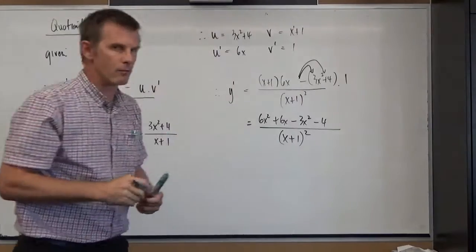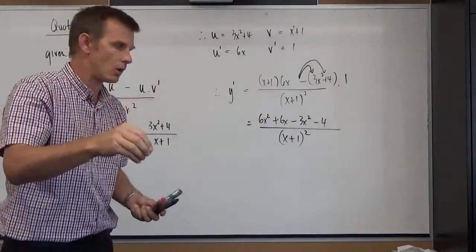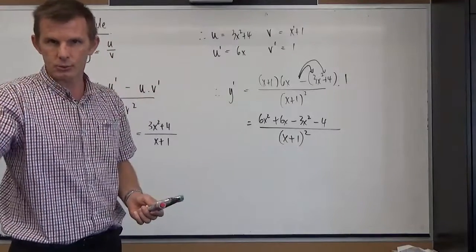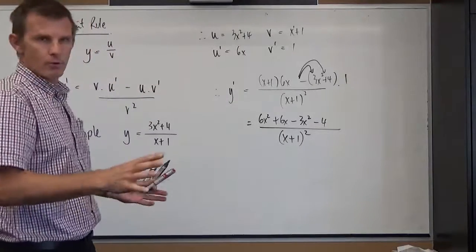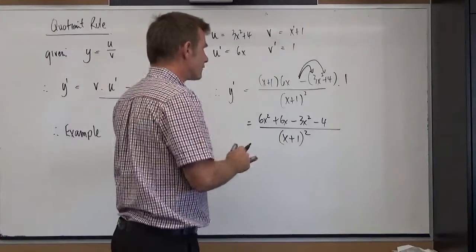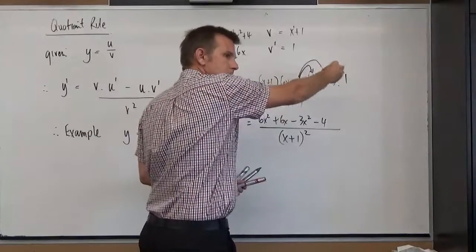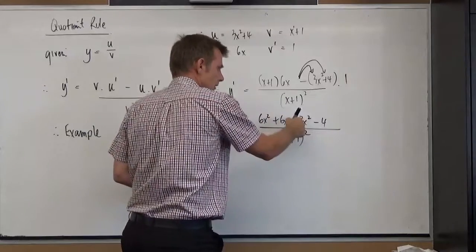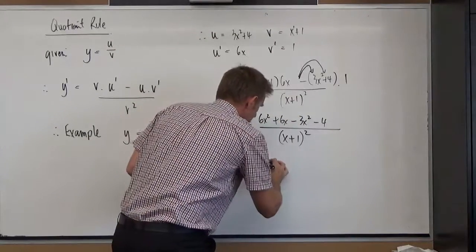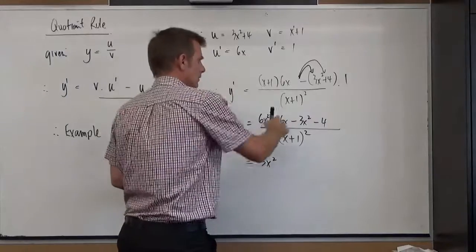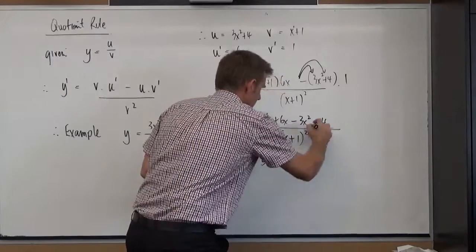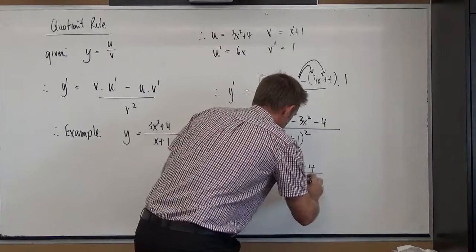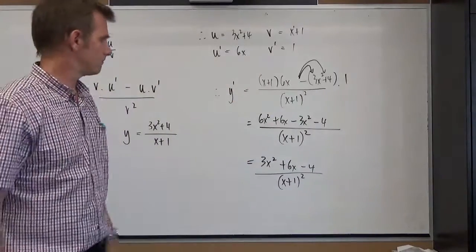I wouldn't multiply the bottom line out. I think x plus 1 all squared is neater than x squared plus 2x plus 1. I wouldn't multiply the bottom line out, but I would the top line, because I've got separate terms that I'm going to be able to bring together neater. 6x squared minus 3x squared is going to leave me with just 3x squared, plus 6x minus 4, all over x plus 1 squared. And that's where I'd leave it.